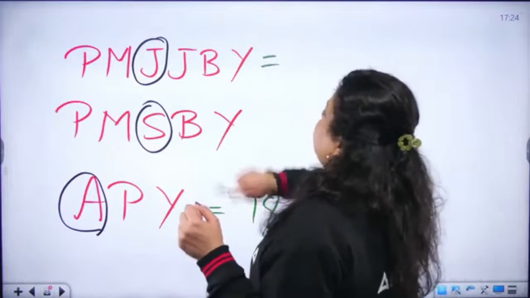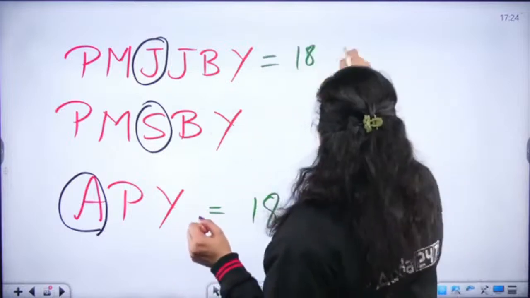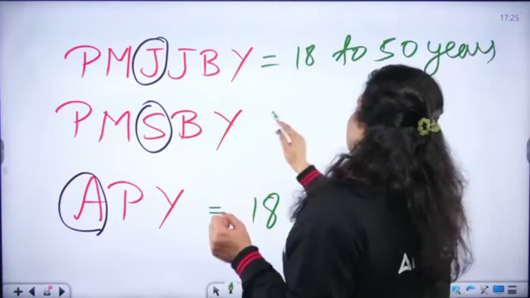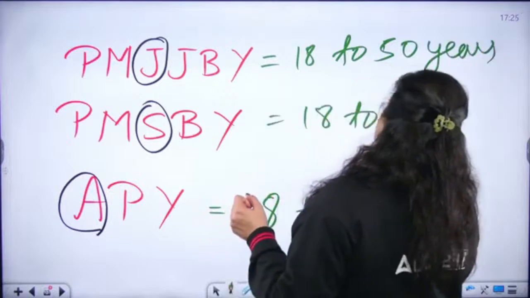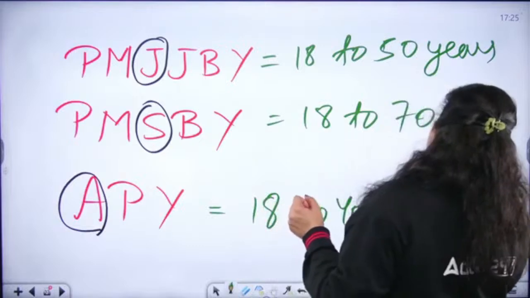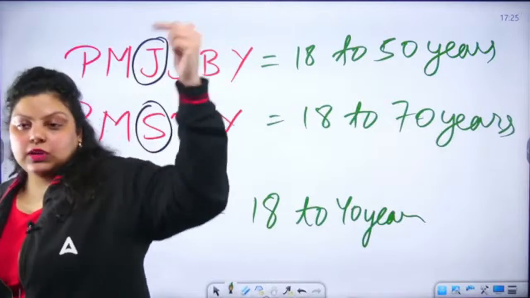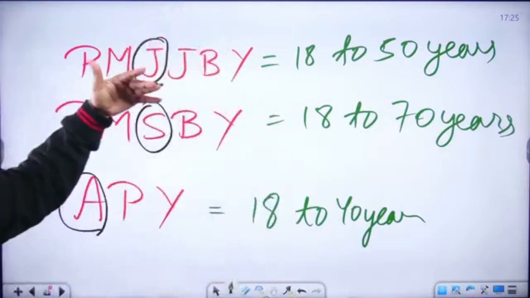Then the second alphabet is J. So your 18 to 50 years will be in the Jeevan Jyoti Bima Yojana. And the last one is 18 to 70 years. So that will be Suraksha Bima Yojana. So do remember with the help of alphabets like A, J and S. This is the sequence of the right alphabets here.